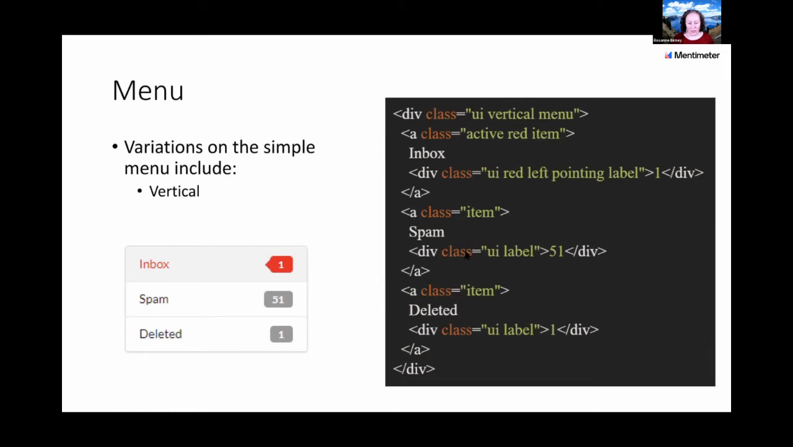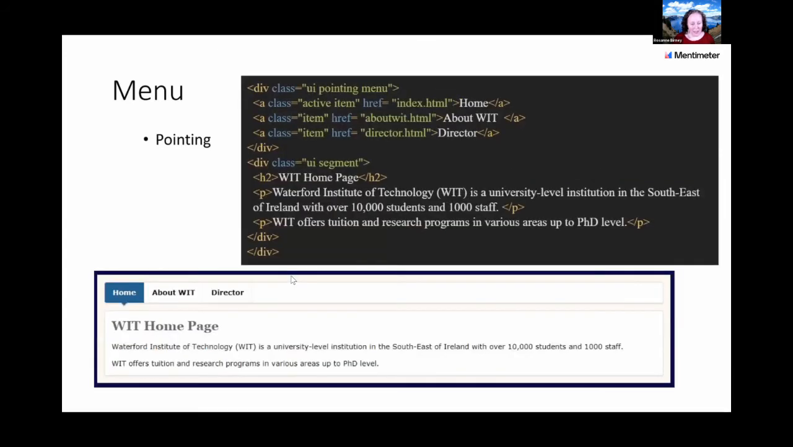And here we've also applied some labels. These labels are put in with this div class equals UI label. That gives it this little label icon. This one is a pointing label, and as you see there, it gets this little arrow that points to the current thing. So loads of different options there.